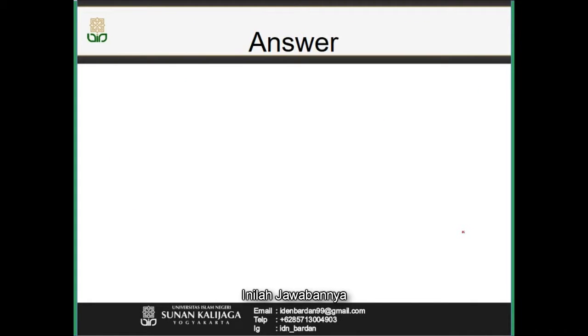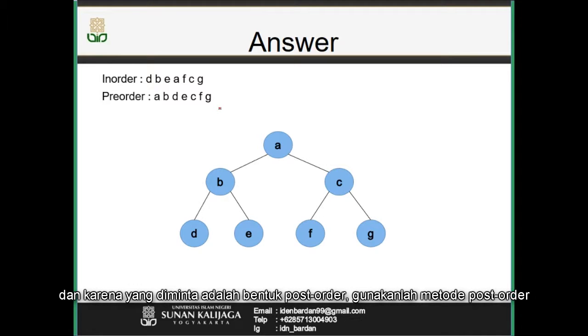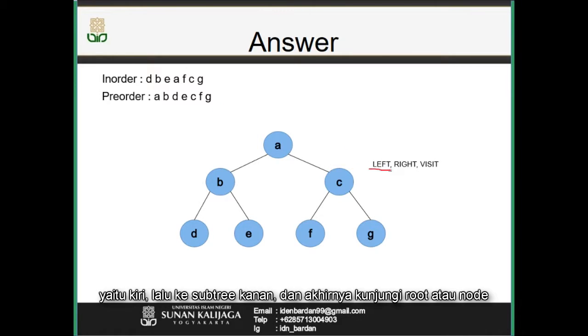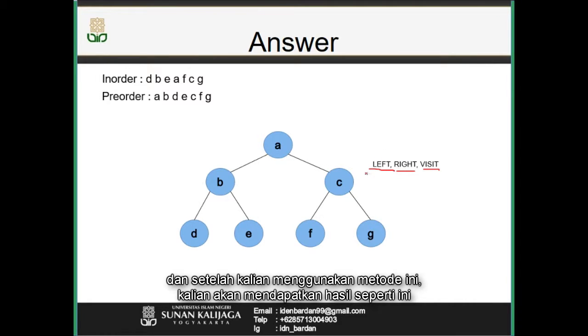So here are the answers. First, we get this in-order expression and this pre-order expression. Let's just convert it to a tree. And because we are asked to get the post-order, let's use the post-order method, which is left, and then go to the right subtree, and then visit the root node. After you do this method, you will get the result like this.